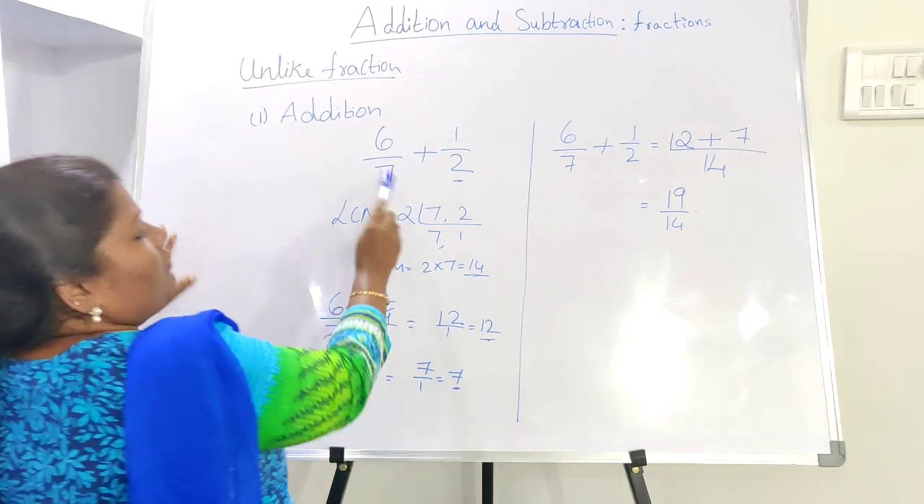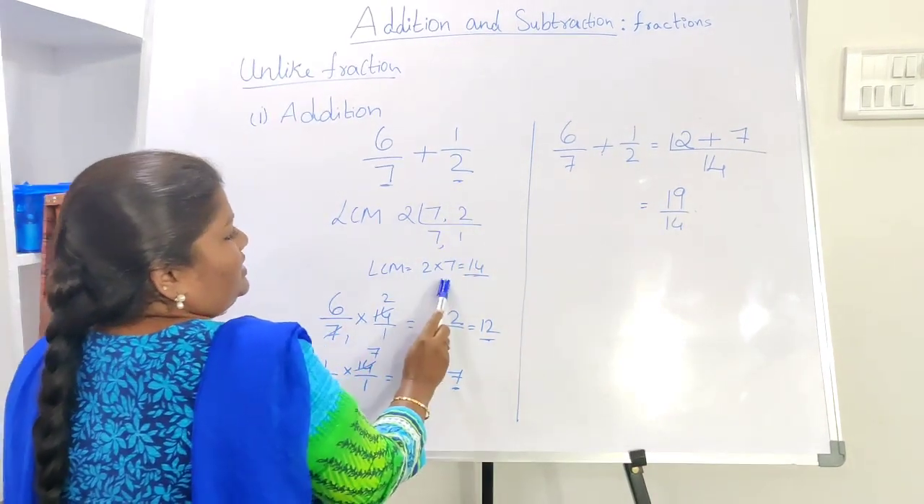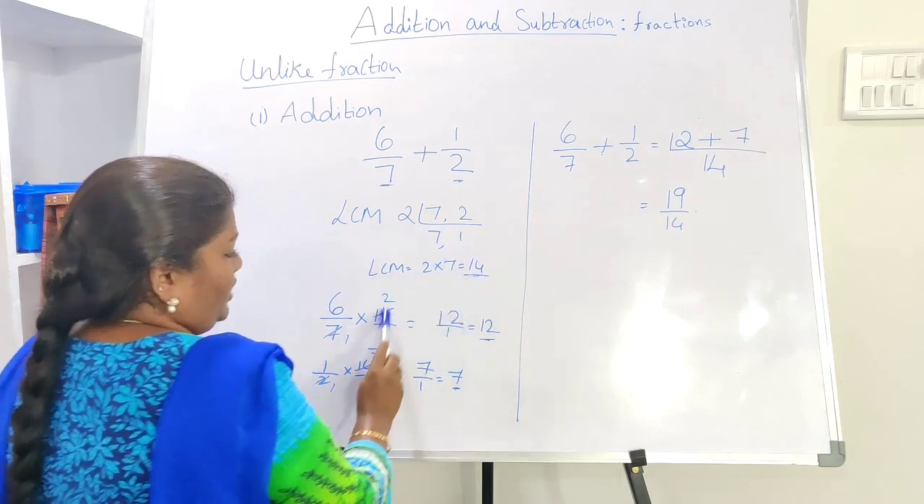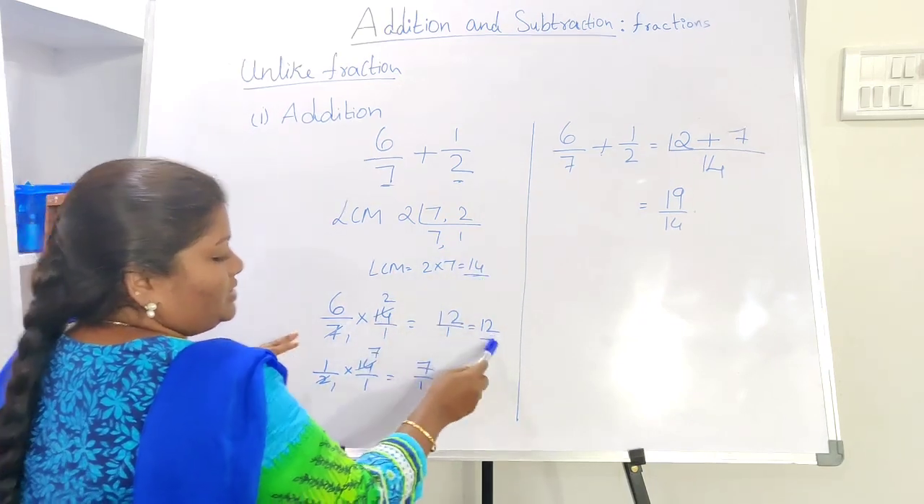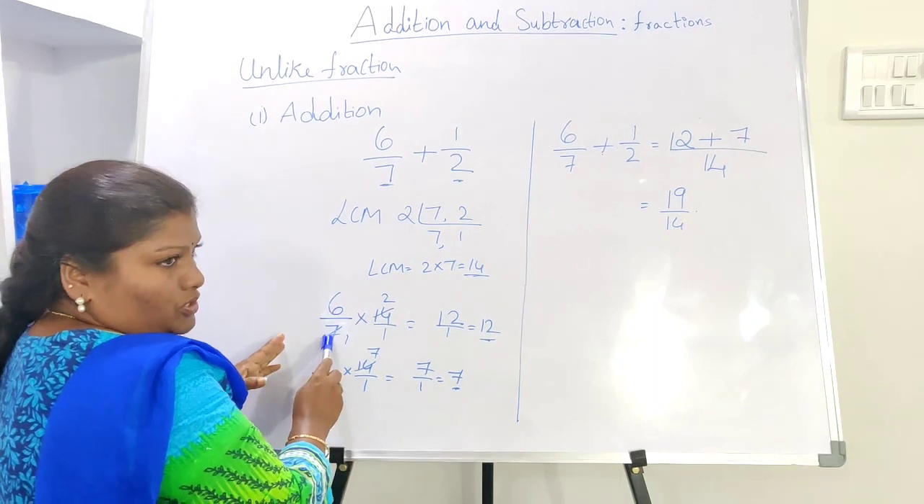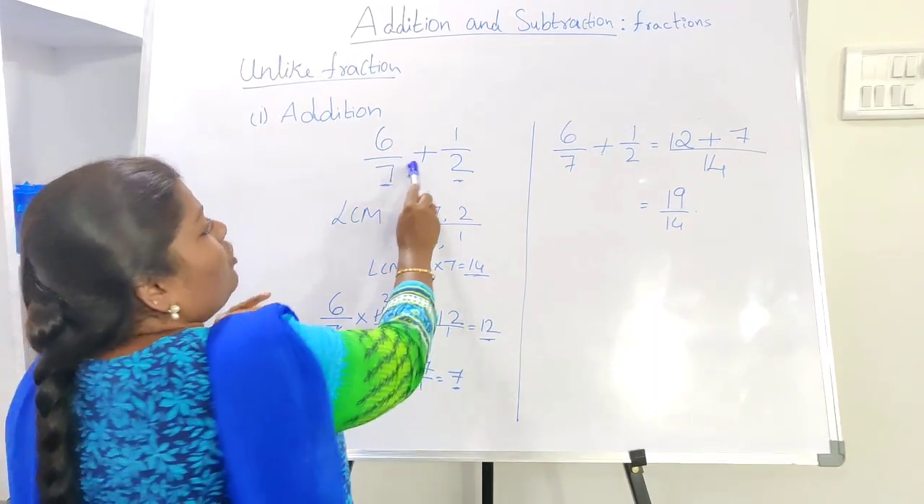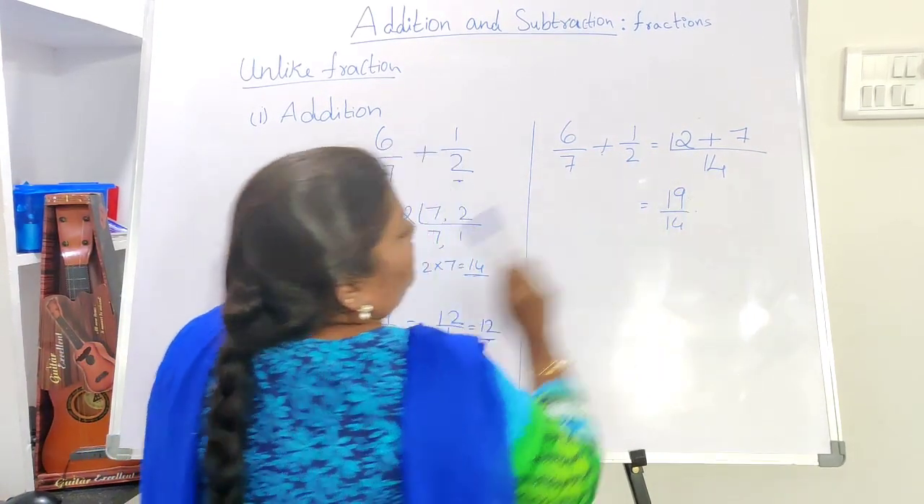Let me repeat once. The first step is to take the LCM, take the first fraction, multiply with the LCM, and do cancellation if it is possible. Then the second fraction also the same way. Then do whichever operation you have to do.